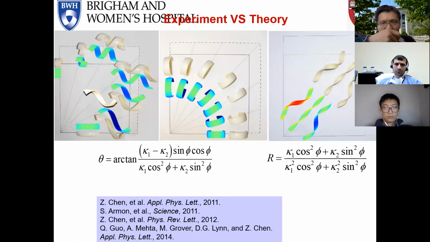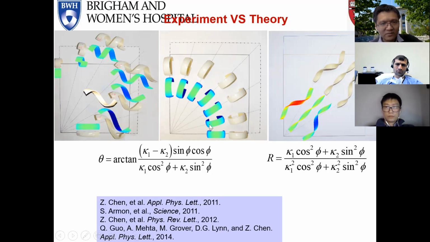The pre-stretch in the vertical direction is twice that in the horizontal direction. We got pretty good agreement. Basically, when the misorientation angle phi is 0 or 90 degrees, we get ring shapes. But otherwise, the helix pitch and the radius depend on the three parameters.